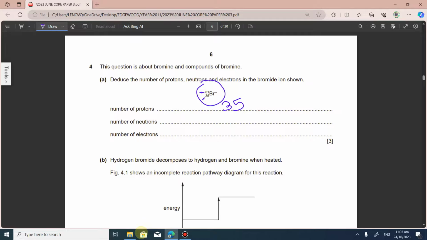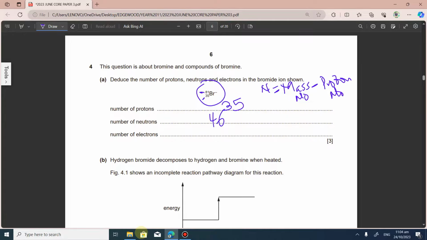Now, to get the number of neutrons, it is always the mass number minus the proton number. So the mass number minus the proton number will give you the number of neutrons. In this case, the mass number is 81, so 81 minus 35, that's 46. So the number of neutrons here is simply 46.